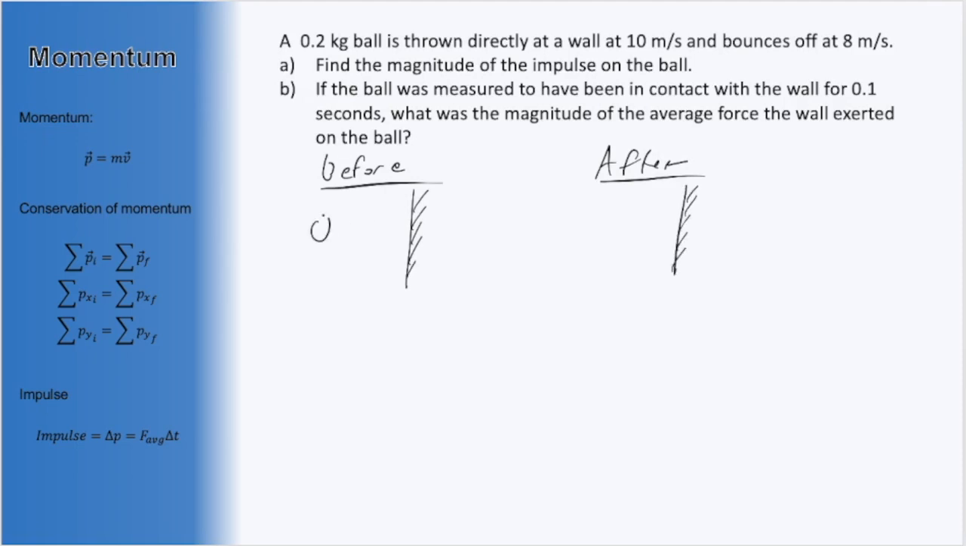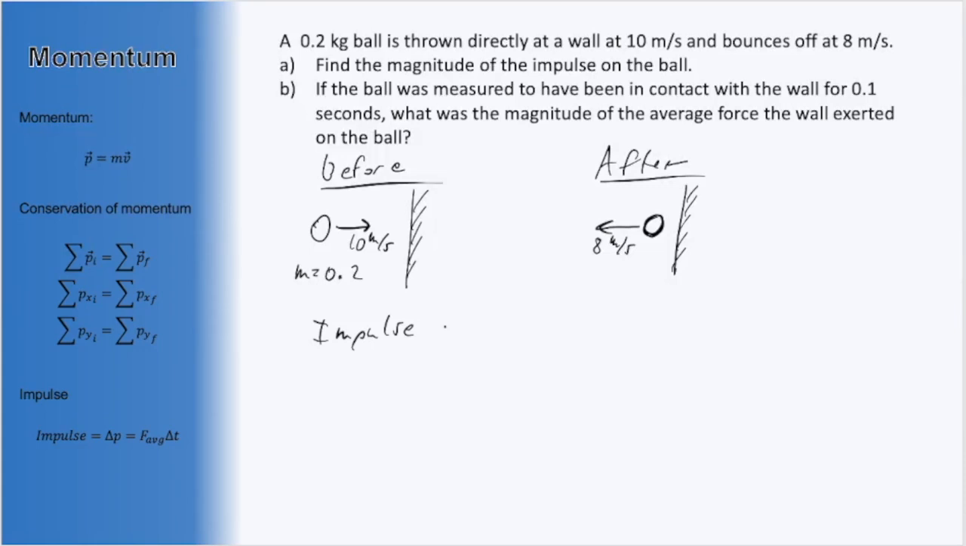And initially, I am throwing the ball directly at the wall at a speed of 10 meters per second. Meanwhile, after it collides with the wall, it will bounce off of it, meaning it must be going off in the opposite direction at a speed of 8 meters per second, we are told. The mass is given to us as just 0.2, and we are asked to find the impulse. Well, we have two ways to find impulse. It is either the change in momentum, or it is the force times time.